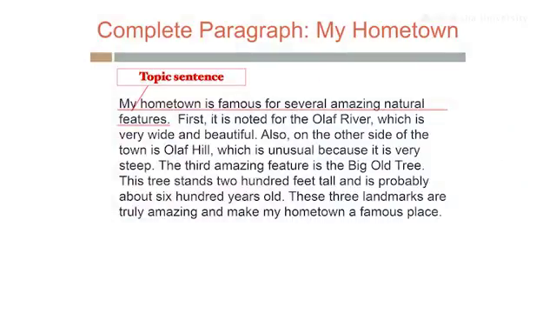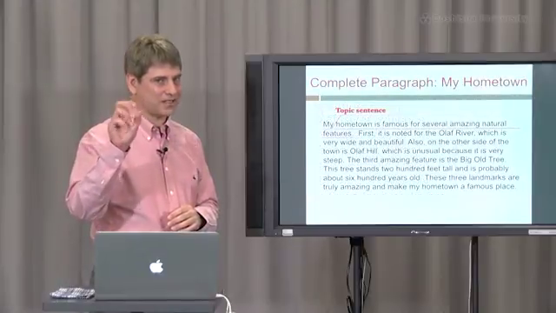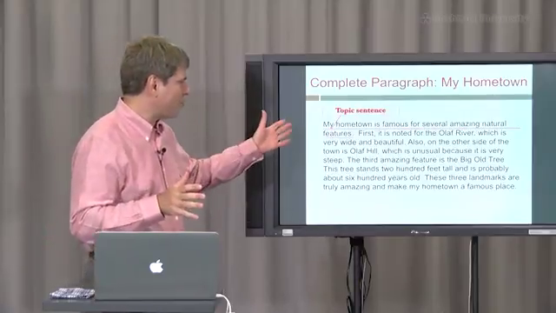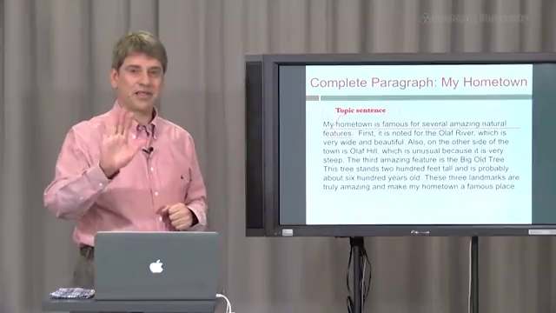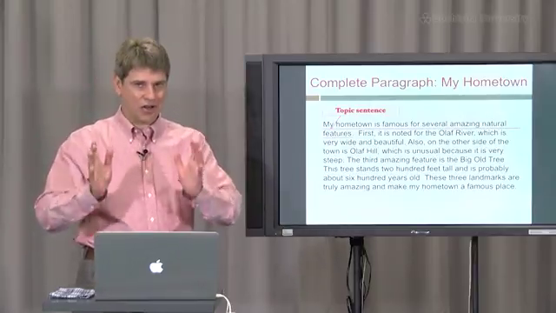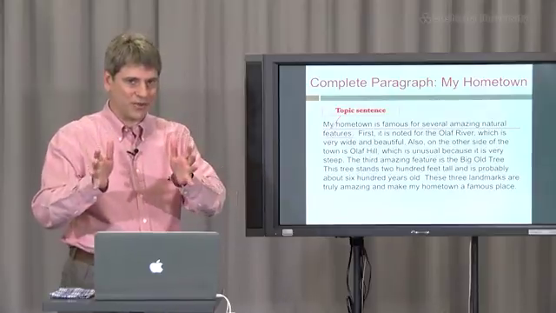We have a topic sentence. My hometown is famous for several amazing natural features. One topic, not two topics, not three topics, one topic. Orient the reader. What are the natural features? The topic sentence doesn't say, because it's just orienting the reader. It's not giving the details. It's not giving the support. It's just orienting the reader.